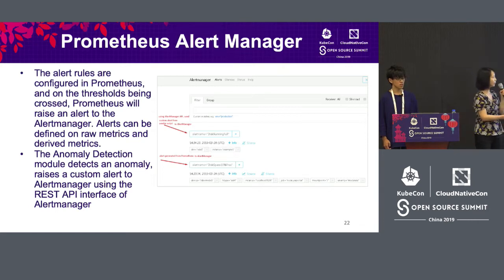The second way is to use the REST API interface of Alert Manager. You can raise a custom alert. Our anomaly detection module uses that. The example shown here is the same, disk running full. That's a custom alert.